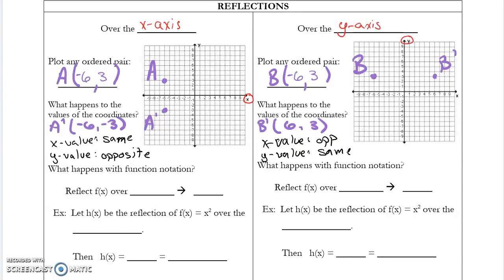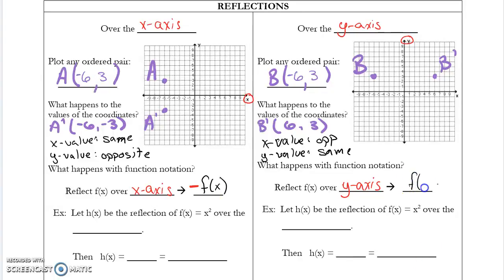So with function notation, if we are going to reflect over the x-axis or y-axis, the functions look a little bit different. If I'm reflecting f of x over the x-axis, since the x value stays the same and it's the y value that becomes the opposite, the x part of the function stays the same. Since the y value is opposite, it's the opposite of f of x, because f of x represents y in that function.